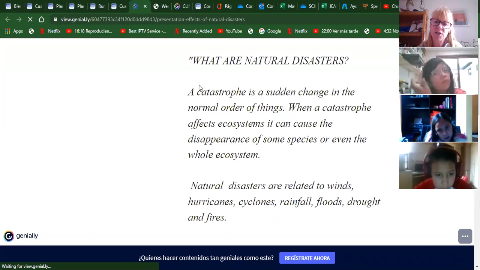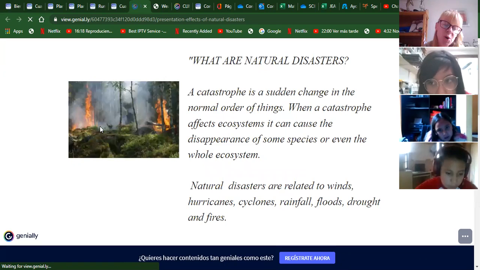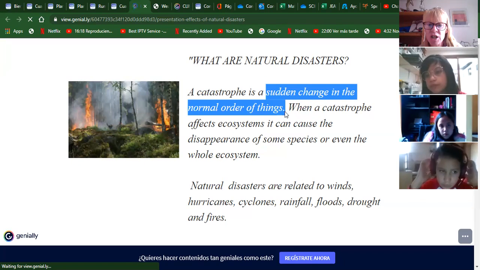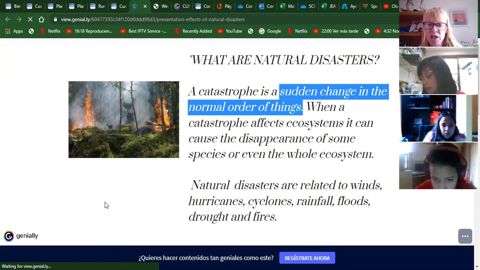Okay, so first question, what are natural disasters? There's one. Well, this can be natural or man-made. Let's say it's a natural forest fire. What are natural disasters? A catastrophe. A catastrophe or a disaster is a sudden change in the normal order of things. Cuando hay un cambio brusco, un cambio tal vez negativo de lo normal, este puede decir que es un desastre natural cuando hay cambios en atmospheric phenomena.